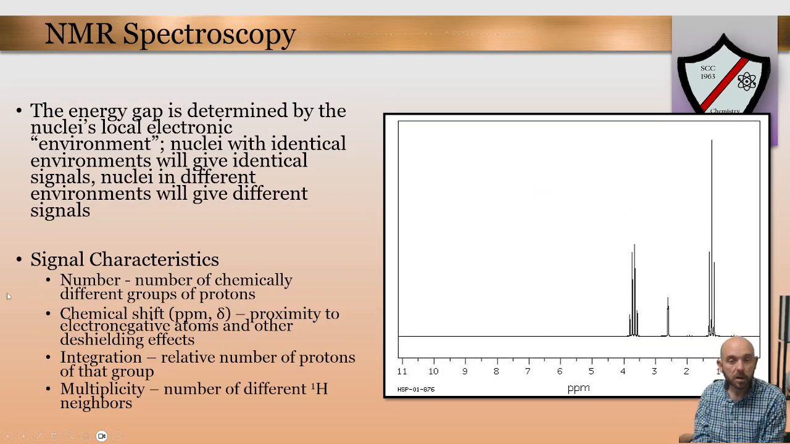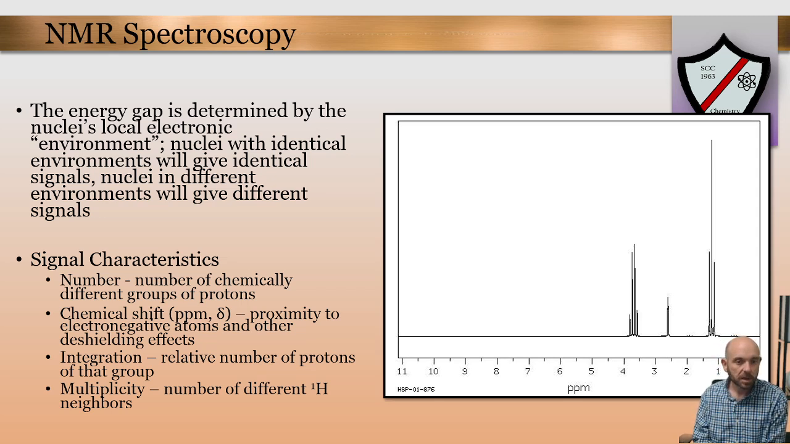All right, so on this slide we have an example of what an NMR spectrum looks like. The energy gap that we were just talking about on the previous slide is determined by a nucleus's local electronic environment. We'll investigate what we mean by that in just a moment, but it's important to know that nuclei with identical environments will give identical signals. Nuclei in different environments will give different signals, and of course that's what gives us the different signals that we can evaluate to get the information from the spectra, kind of like we're looking at here.